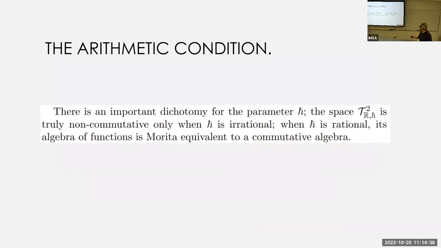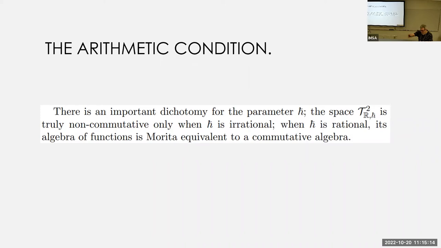For a mathematician, there is an arithmetic condition that is less stressed in physics. When the parameter is irrational, this space is truly non-commutative. There is no commutative algebra Morita equivalent to this one. When the parameter is rational, there is a commutative algebra that is Morita equivalent to this one, so it's not a truly non-commutative space. It's secretly commutative. Although the algebra is non-commutative per se, it's Morita equivalent to a commutative one.